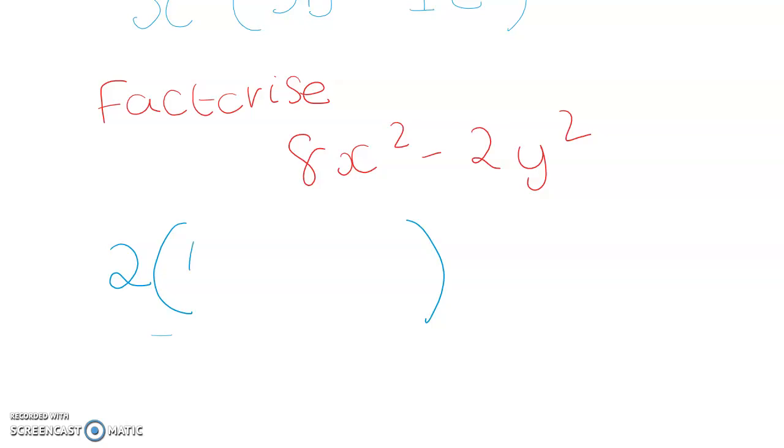And again, what is going to be left inside? 2 into 8 goes 4 times. I'm left with x squared. 2 into 2 goes once, isn't it? But remember, there's a minus there. It's going to be minus 1, and I've got a y squared.